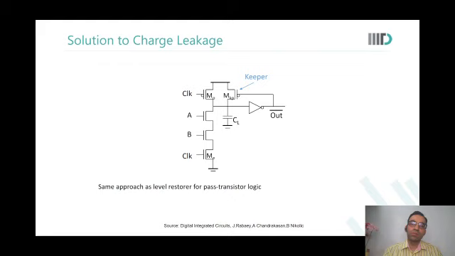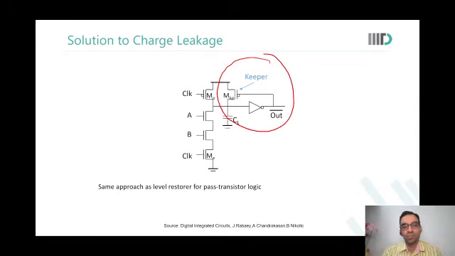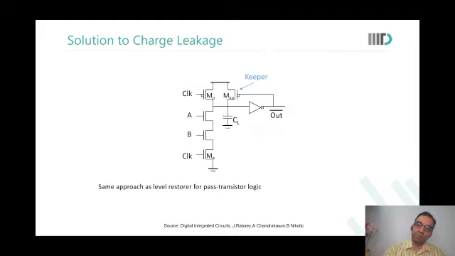So how do we correct the charge leakage problem? By using something very similar to what we call a level restorer in the transmission gate or pass transistor logic. We call it a keeper over here. This transistor that we put as a half latch back there is called the keeper. And now what you get is out bar at the output.